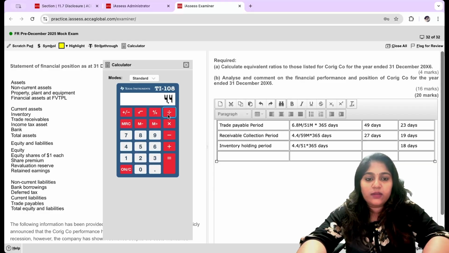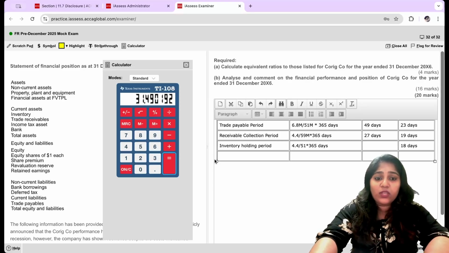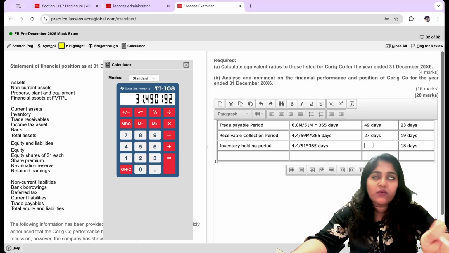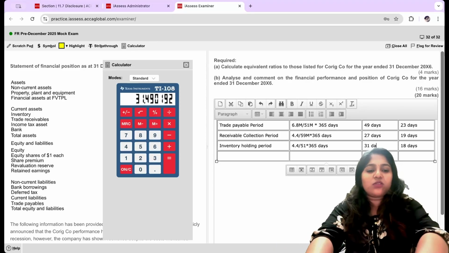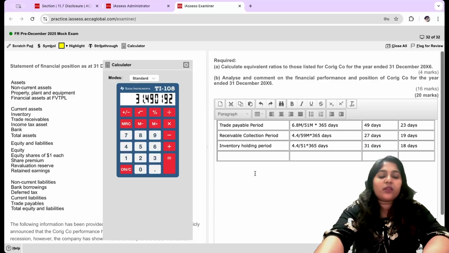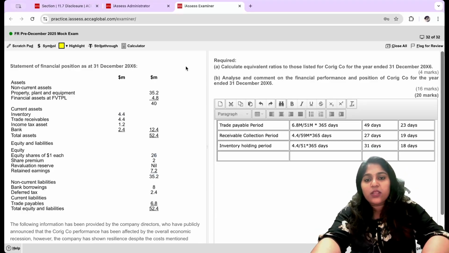4.4 divided by 51 multiplied by 365 days. Guys, you do this, and trust me, you will only get what? This will become 31.41. I can keep either 31 days or 32 days, doesn't matter, guys. You can write whichever you want. So you do this, you'll get only 4 marks.